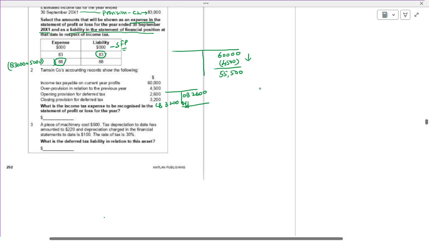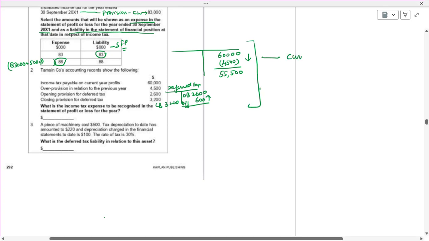How much is the difference in deferred tax? 600. This 600 in the deferred tax is an increase. If a deferred tax is increased, I will write it like this. This is only for your explanation.